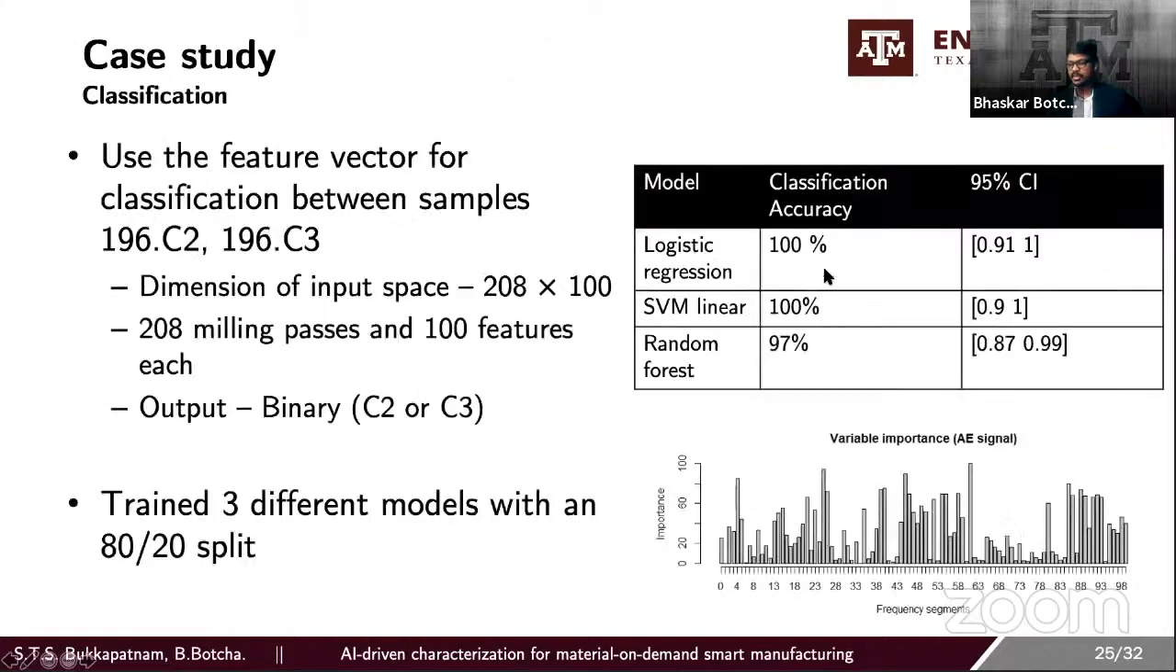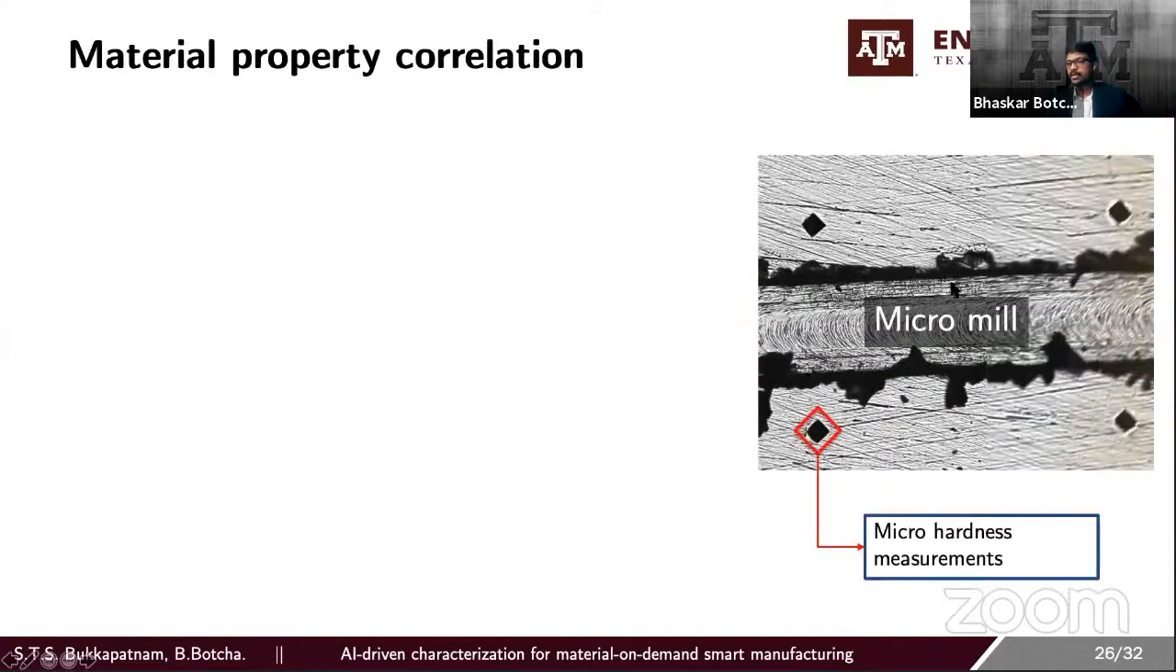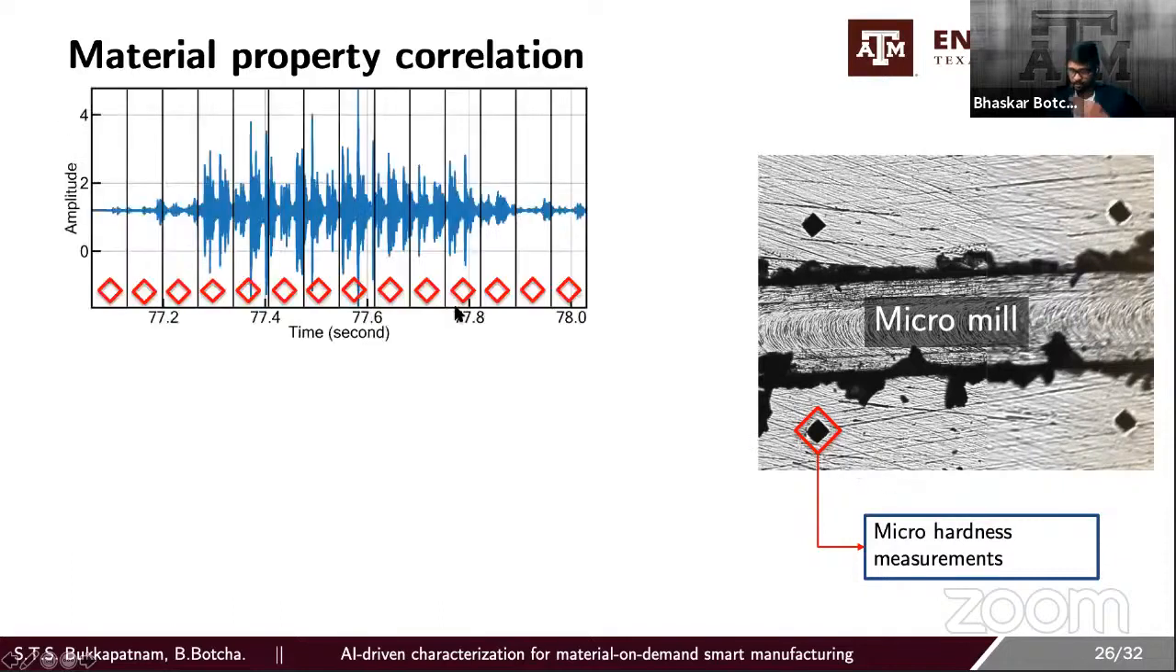And to the part where we got such high classification accuracies. Whenever we did all these macro milling experiments, we also took some micro hardness measurements. The micro mill here served as a good identifier as to where we need to do these micro hardness measurements. This is a particular milling pass, and along the milling pass, I know where the band of this pass is, because I know my feed rate, and I also know in which direction the mill is progressing. So I have all these different hardness measurement values, and this is the ground truth.